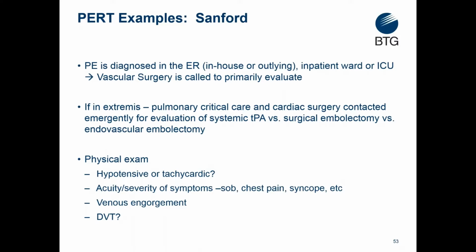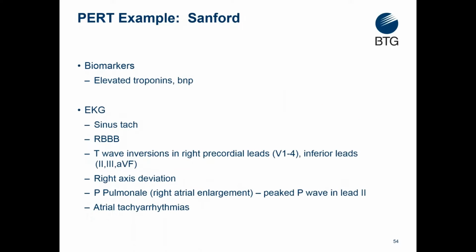With the submassive patient, which is the more common one, which we've been talking about, we'll go through the primary evaluation, physical exam: are they hypotensive, tachycardic, etc. What are their symptoms and severity, venous engorgement on exam, any signs of DVT. We'll get biomarkers commonly. You'll see mildly elevated troponins and BNP.